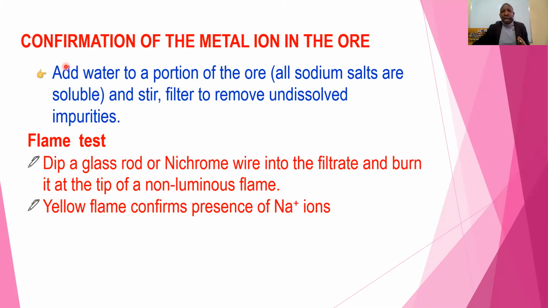After naming at least 2 ores of sodium, how do you test the presence of sodium ions in the ore? Wherever you are given a metal ore, you must convert it into a solution which contains the metal cations. Because all sodium salts are soluble, you add water to a portion of the ore, then you stir, and filter to remove undissolved impurities. Then you carry out a flame test.